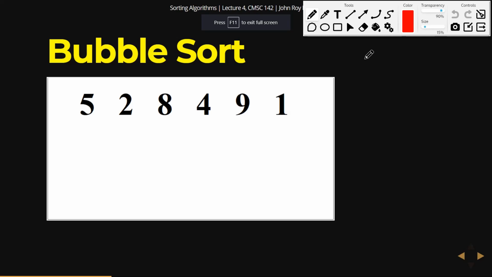So we'll start at the back. Okay, 9 and 1, they are adjacent, right? So are they out of order? Yes, so we'll have to swap them. Okay, so this becomes 1 and then 9, right? And then 4 and 1, these are also adjacent. They're also out of order, so they will have to be swapped. So this becomes 1, 4, right?